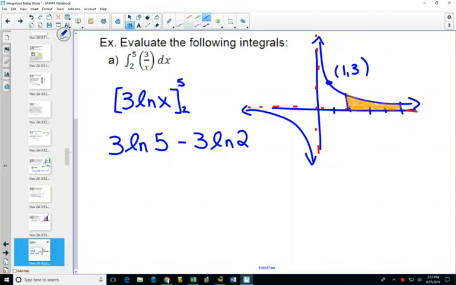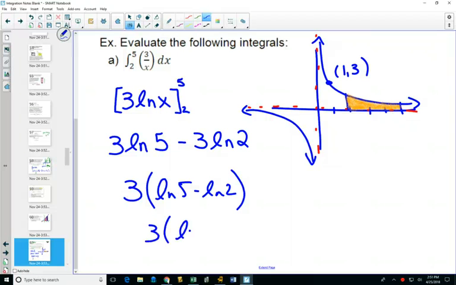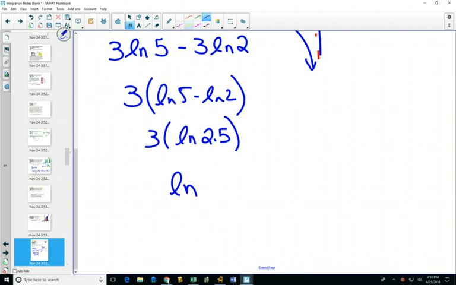So you could simplify this. I could factor out a 3: natural log of 5 minus natural log of 2, which is equal to 3 natural log of 2.5. Log laws. Could you then put the 3 up and square it? Yeah, you could put it all inside if you wanted to and have 125 over 8. However you would like to play around with this.